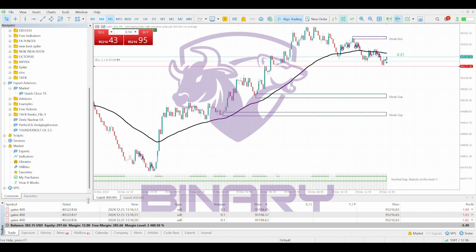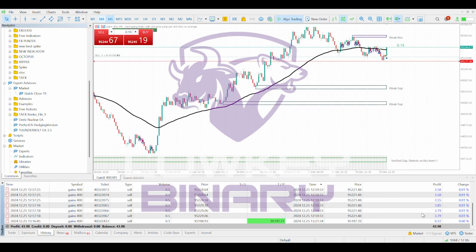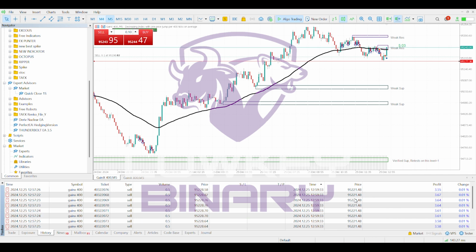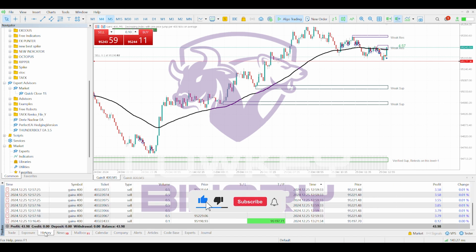This is a new account that I quickly put together to show you guys how it works, and so far so good. This is how much I've been able to make, which is $43. So I've been taking trades. I think, wait, no, it should be more than that. Hold on, I think this is just for today.